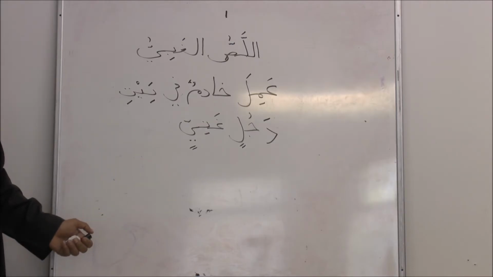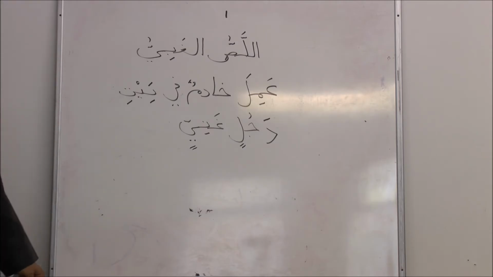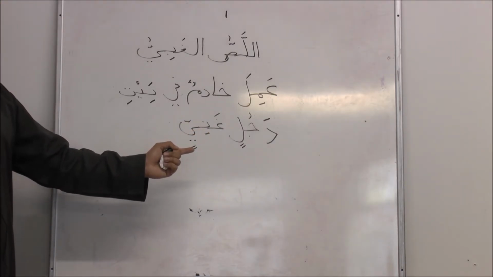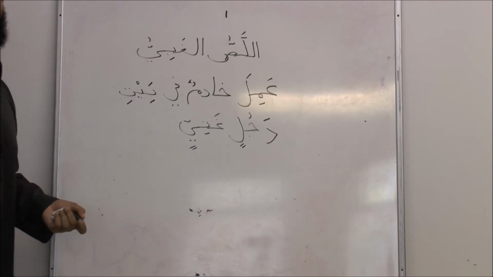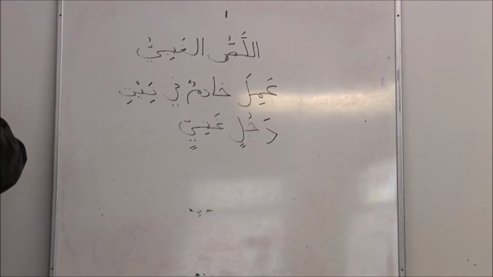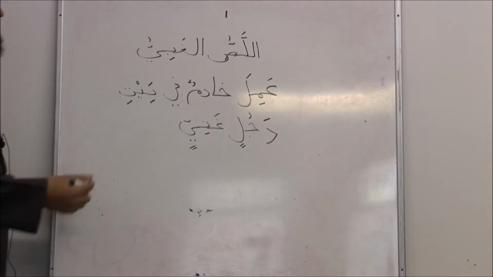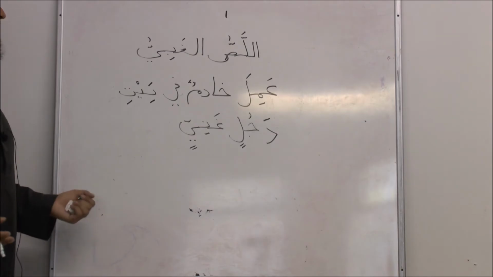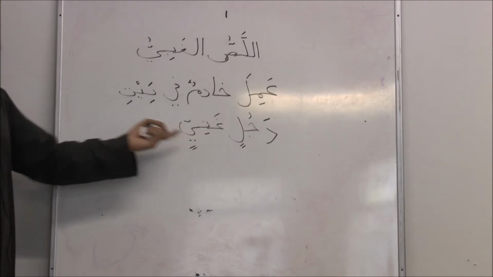It has to match in four matters: in gender, number, state, and definiteness and indefiniteness. Does it match in gender? What does ghaniyun mean? Rich. Is ghaniyun male or female? Male. Right. So does it match in gender? Yes. Does it match in number? Rajul is singular. Ghaniyun is singular. So it does. Does it match in definiteness or indefiniteness? Yes, both of them are indefinite. So the last one that remains is state. Does it match in state? Yes. So Rajul in Ghaniyun.